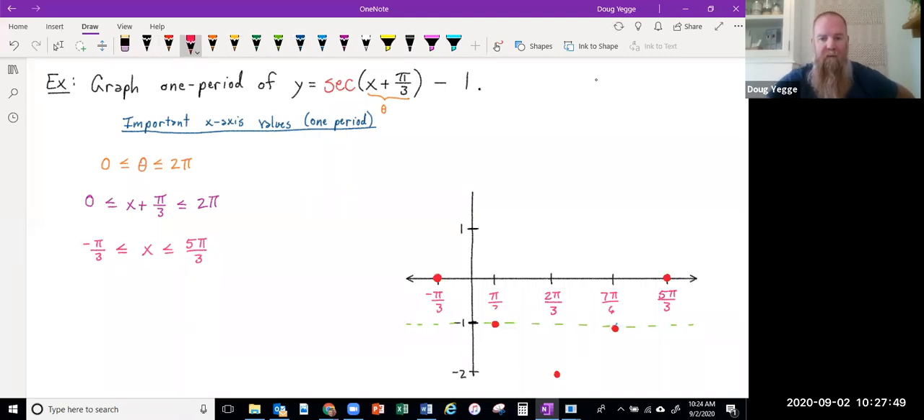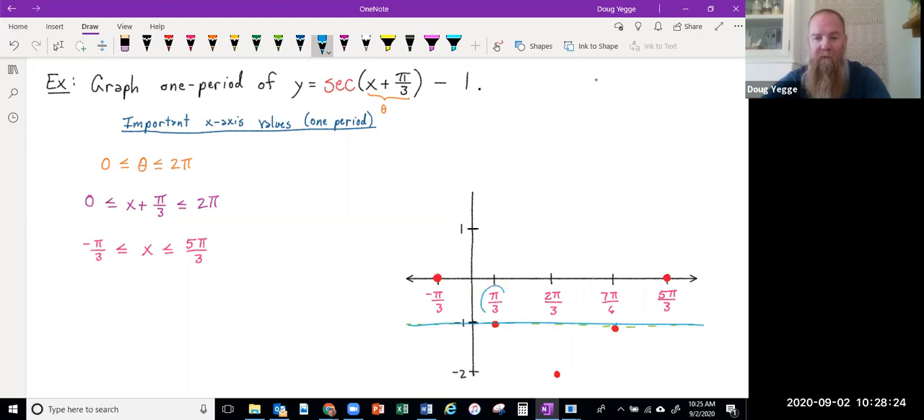Once we have all of our important x-axis values, once we have all of the important locations where cosine would be graphed, this is where we're now going to graph the secant function. So take a look at this. The only difference now is that because this graph moved down 1, we're not looking at the x-intercepts, or the zeros, in order to put our asymptotes. We're putting the asymptotes at this new midline, because those are the new quote unquote zeros of the function.